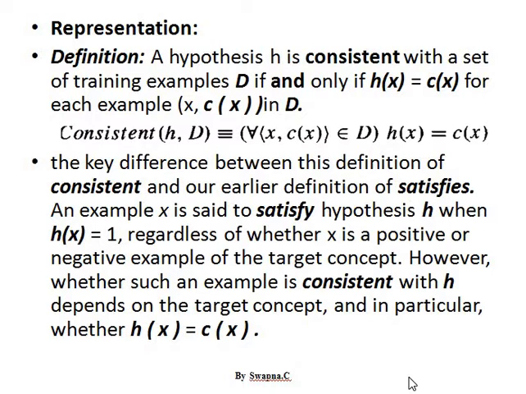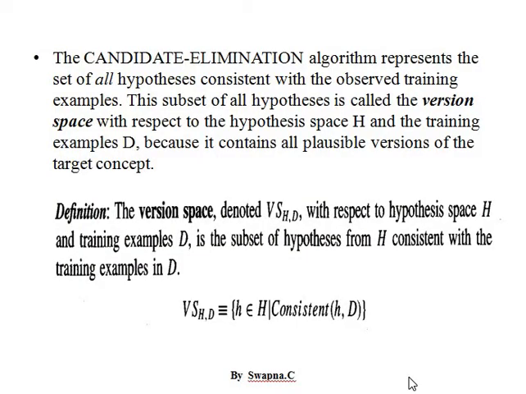So the candidate elimination algorithm gives the set of hypotheses which are consistent. That means it must be that h(x) equals c(x). So the candidate elimination algorithm represents the set of all hypotheses consistent with the observed training examples. This subset of hypotheses we call a version space. On the heading we specified version spaces and candidate elimination algorithm. Till now we studied what the candidate elimination algorithm covers.